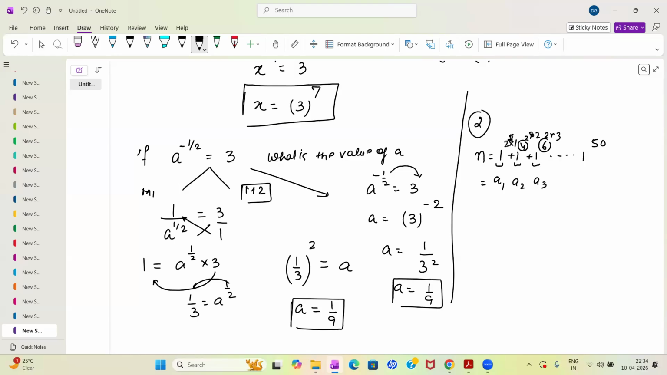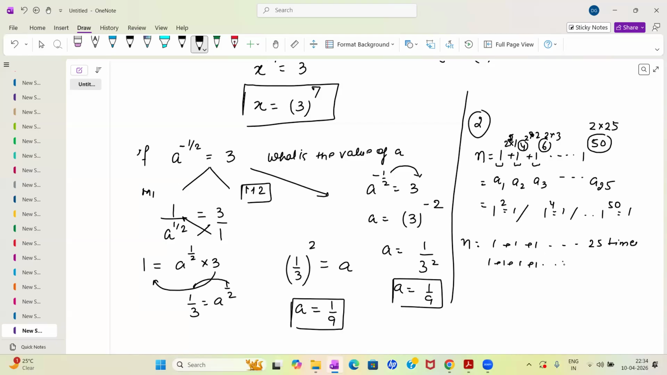So how many times will this value come? 50 can be written like 2 into 25, so there are a total of 25 terms. And 25 times 1 is coming because 1 to the power 2 is 1, 1 to the power 4 is also 1, and similarly 1 to the power 50 is also 1. So 1 is coming 25 times. So the answer is 1 plus 1 plus 1 plus 1 up to 25 times. So the answer is 25.